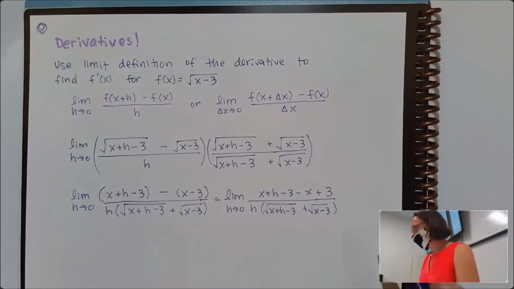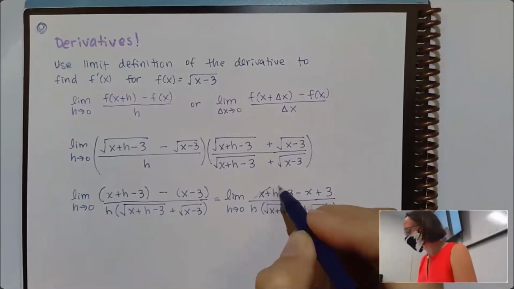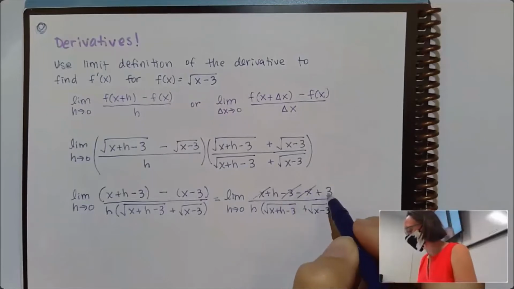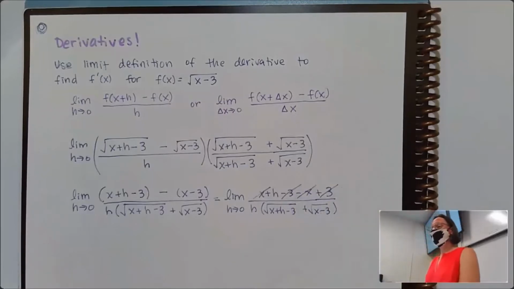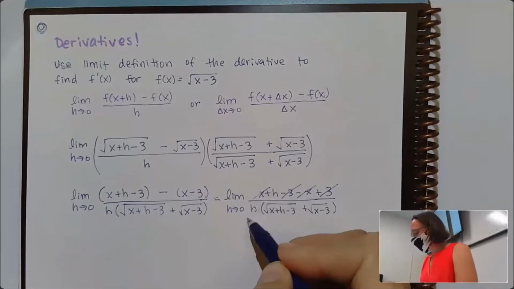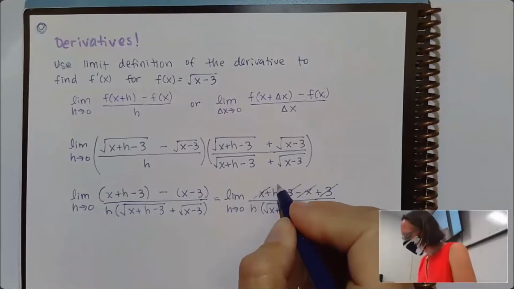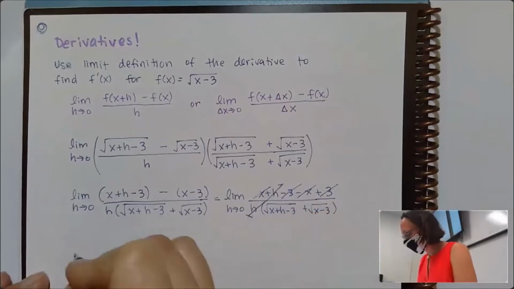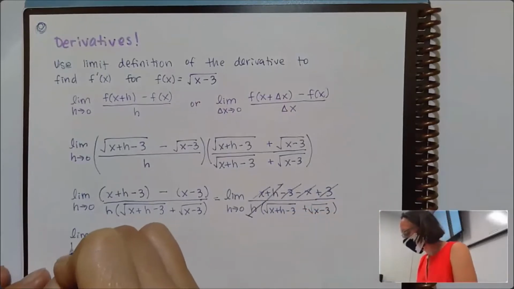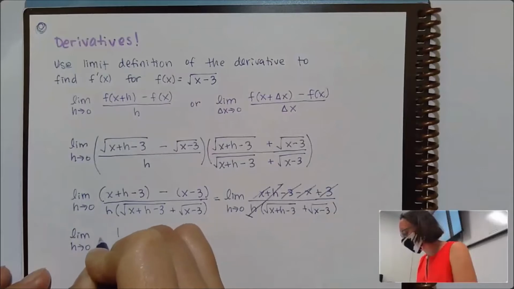And it looks like it worked out. My x and negative x, my negative 3 and 3, those are all gone, which means I've got h over h, or 1. I haven't actually evaluated the limit yet, so I'm going to write it one last time.